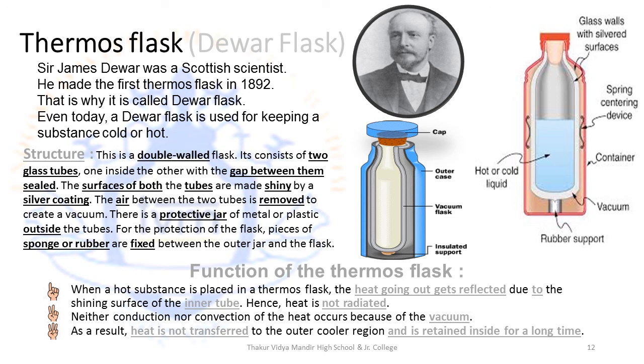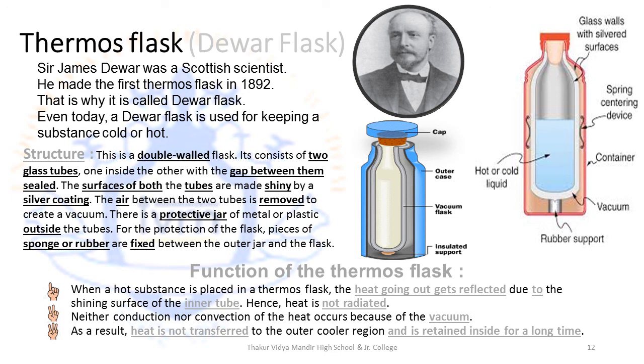Now since it's isolation, the structure will be nice and thick. So it's a double walled flask. It consists of two glass tubes, one inside the other, and there is a gap in between them which is also sealed. The surface of both of these glass tubes is made shiny by a silver coating. We know that radiant energy gets reflected by a shiny coating. So silver coating is a good one to reflect the radiant heat.